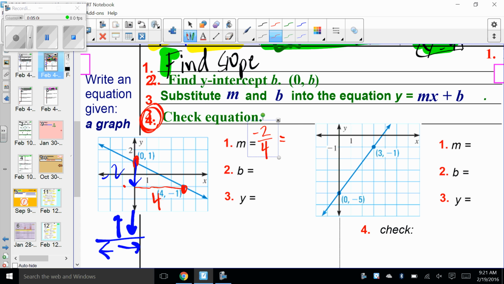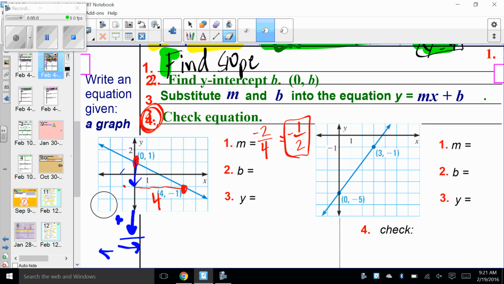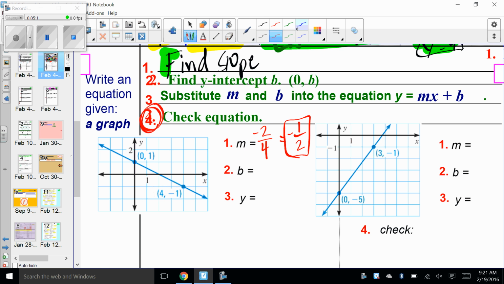In lowest terms is equal to negative 1/2. So my slope is negative 1/2. My y-intercept is the place where the graph crosses the y-axis. So we have the place where the y-axis hits the graph, which is at 1 right here. The b is equal to 1. It's where my y-axis and my line meet right here at 1. So my b is equal to 1.